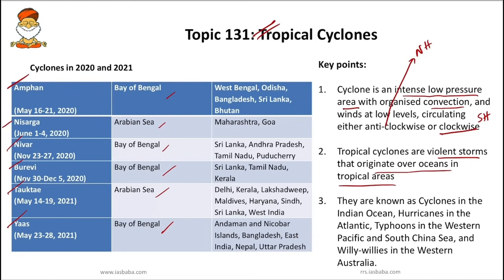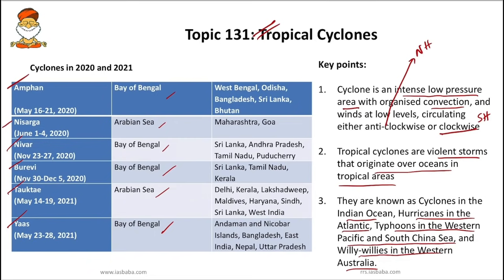Next we'll see, they are called cyclones in the Indian Ocean, hurricanes in the Atlantic Ocean, typhoons in the Western Pacific and South China Sea, and Willy Willies in Western Australia. So cyclones are called by different names depending on where they occur. There is not much difference. Hurricanes may be called typhoons or cyclones. So you have to remember, both tropical cyclones and hurricanes are one and the same.